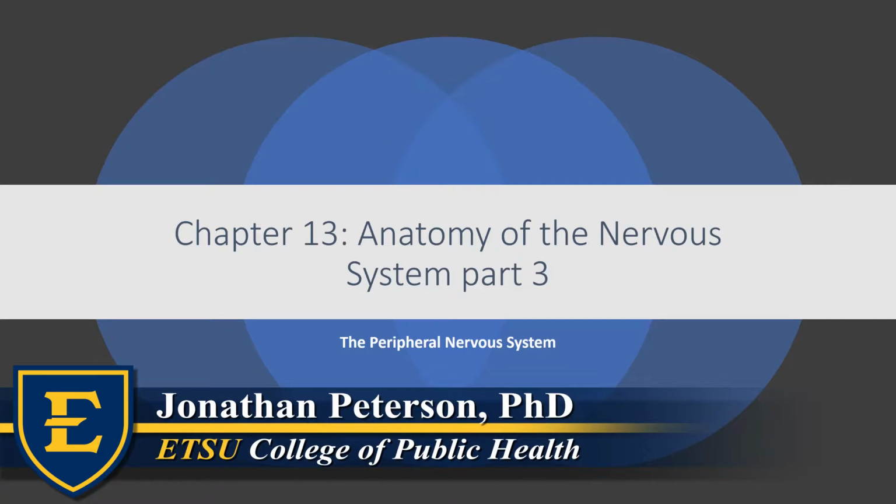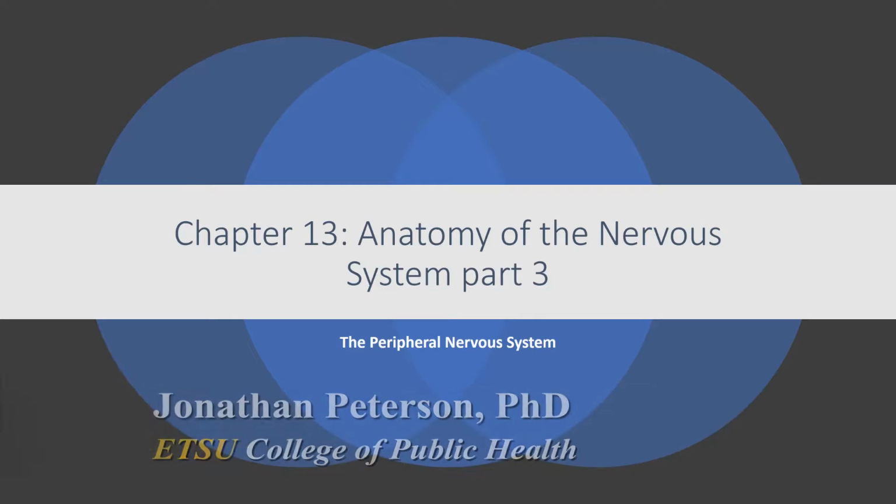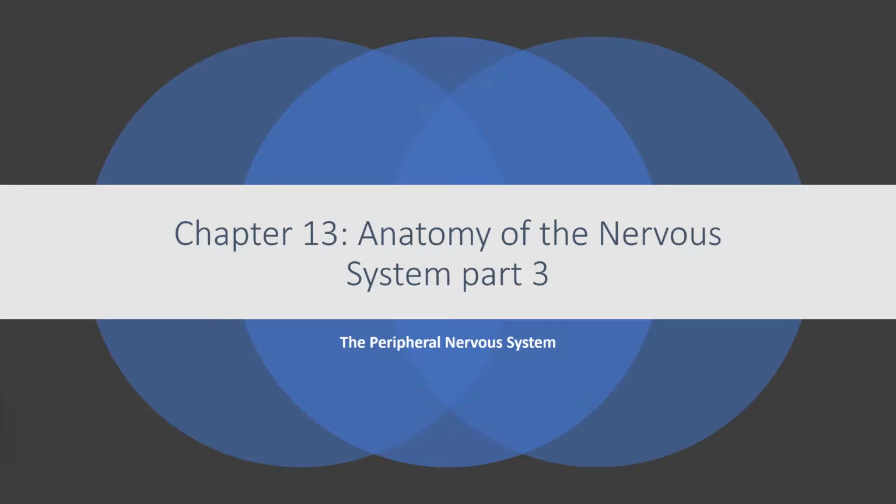All right, in this lecture we're going to be doing part 3 of chapter 13, which is the anatomy of the nervous system. We've already talked about the central nervous system. We talked about the meninges of the nervous system, and we've talked about the ventricle system and the cerebrospinal fluid of the central nervous system. So remember, when neurons leave the spinal cord, they are no longer part of the central nervous system. They are now part of the peripheral nervous system, and that's what we're going to pick up here.